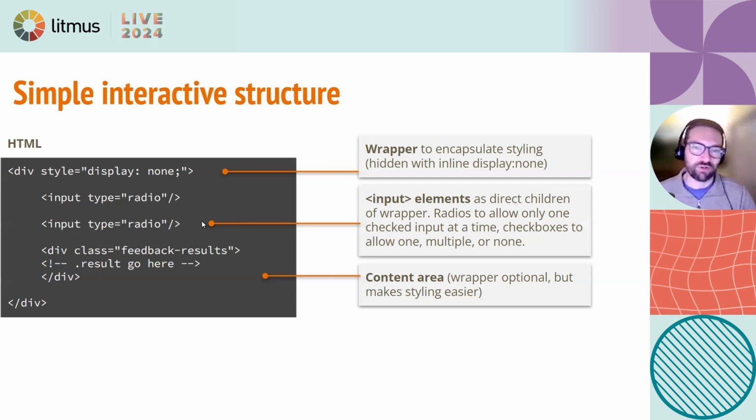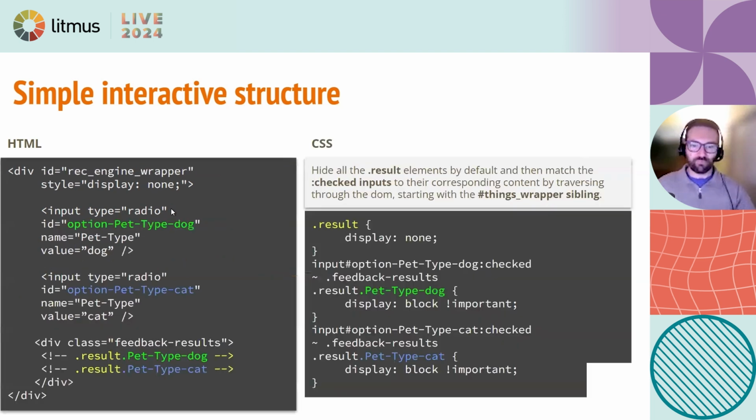Typically, it's going to be a radio or a checkbox button. Today, we're going to be working with radios for our quiz. And then below that, we have a little wrapper for our feedback results, and inside of that is where the results go that we show based on the interactions above.